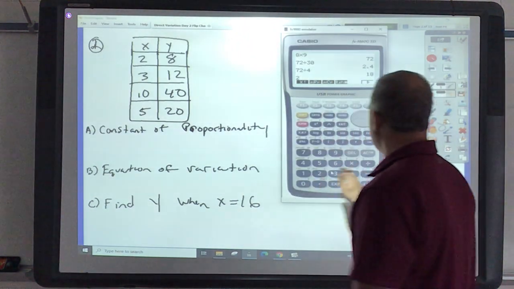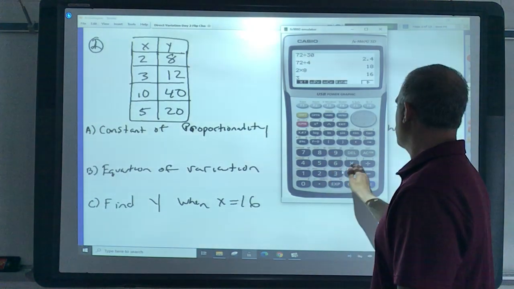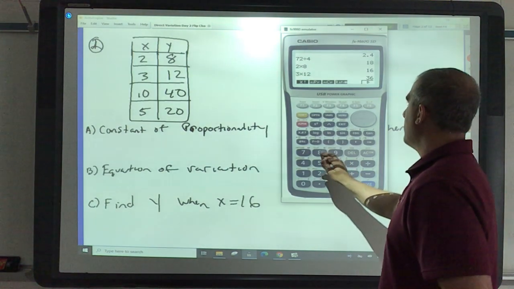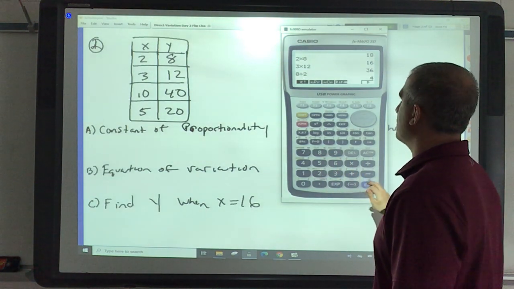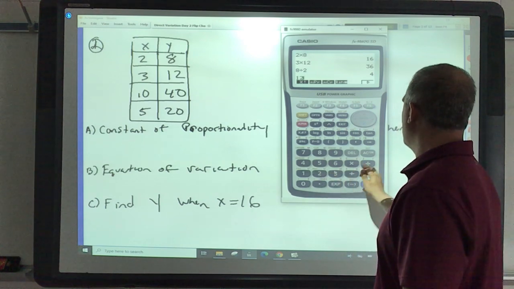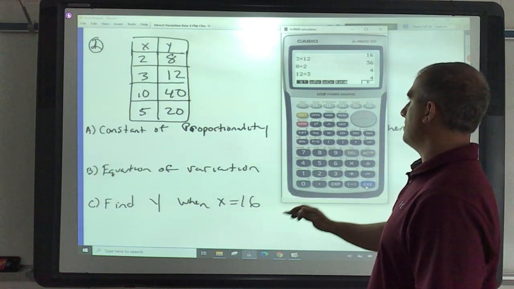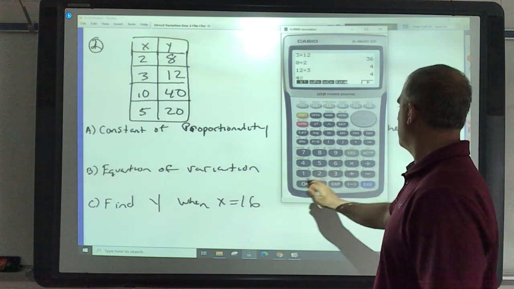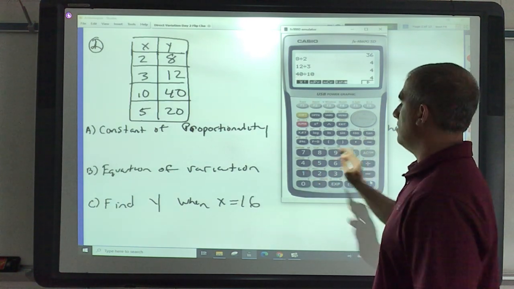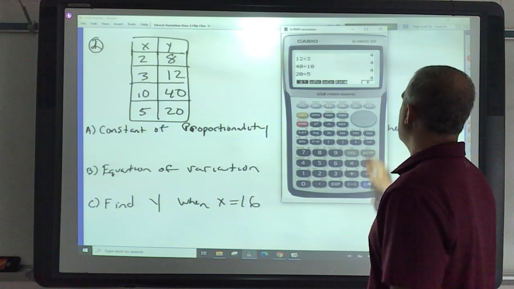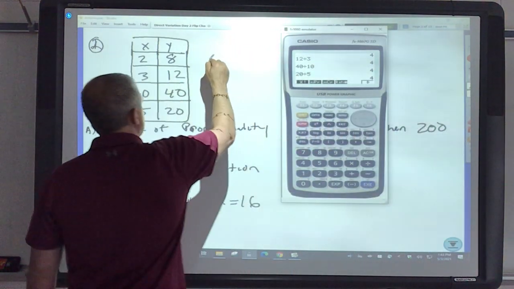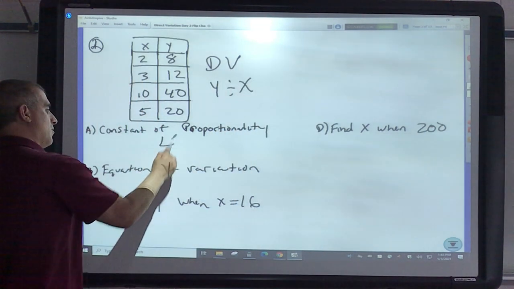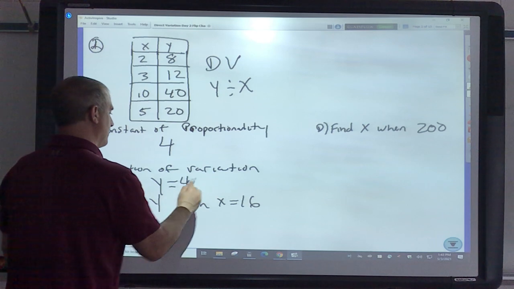Now, if I do 2 times 8, 16, 3 times 12, definitely not, so it can't be inverse. Now I want to do y divided by x. 8 divided by 2 is 4, 12 divided by 3 is 4, 40 divided by 10 is 4, 20 divided by 5 is 4. Everything's the same, so this is direct variation. Make sure you're dividing y by x. So that constant of 4 gives me y equals 4x.